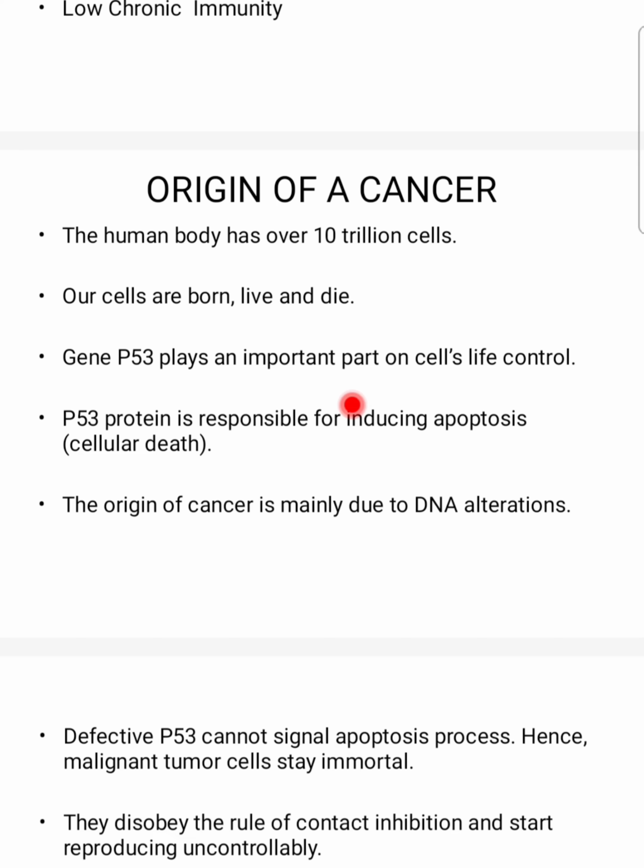So these genes, the p53 gene, play an important part in cell life control. And the protein which is expressed by this gene is called p53 protein. It is responsible for keeping a check if cells are going beyond the limit and dividing abruptly. So it induces apoptosis. Apoptosis means natural cell death, programmed cell death.